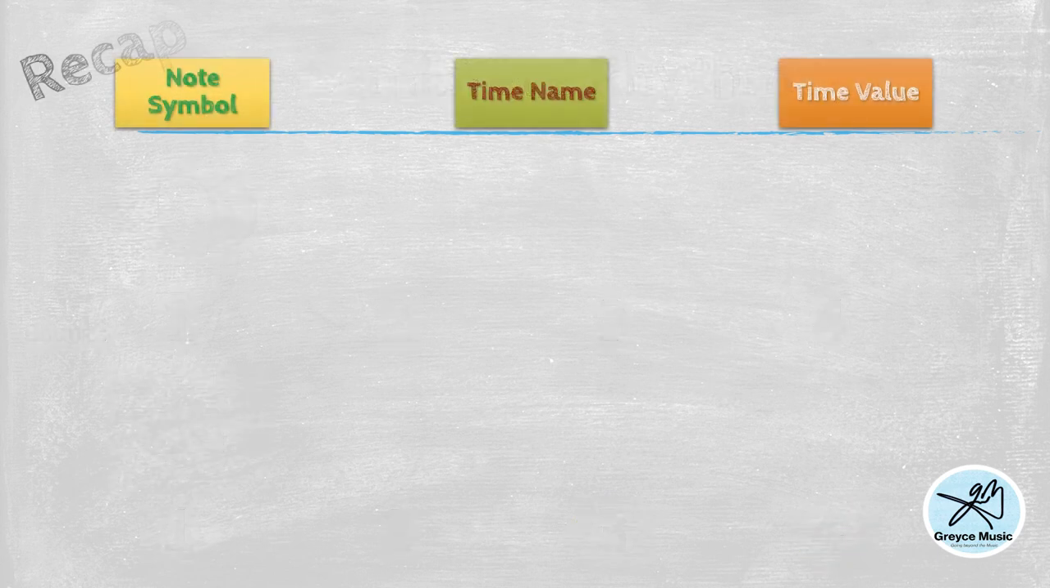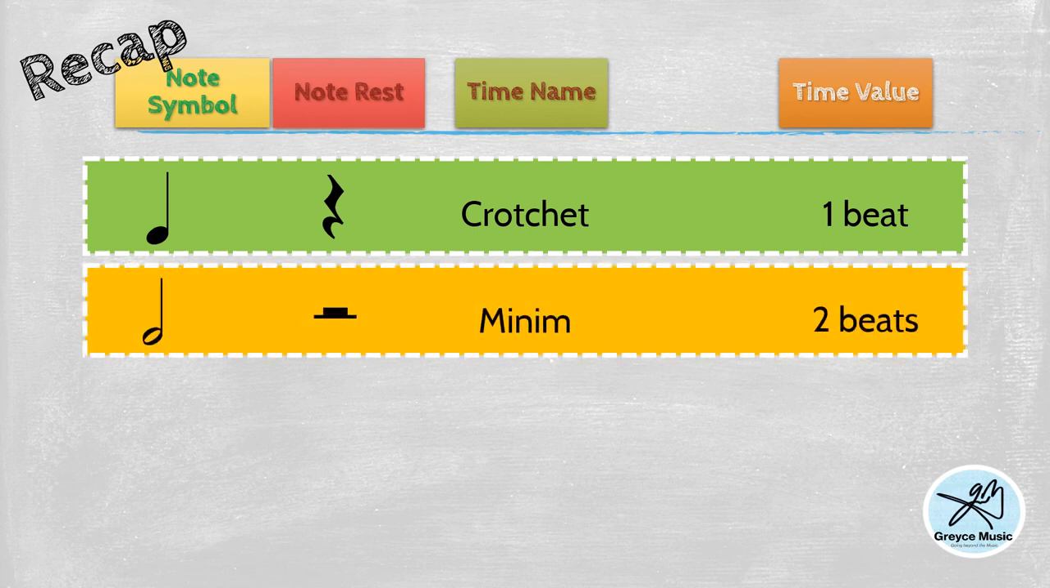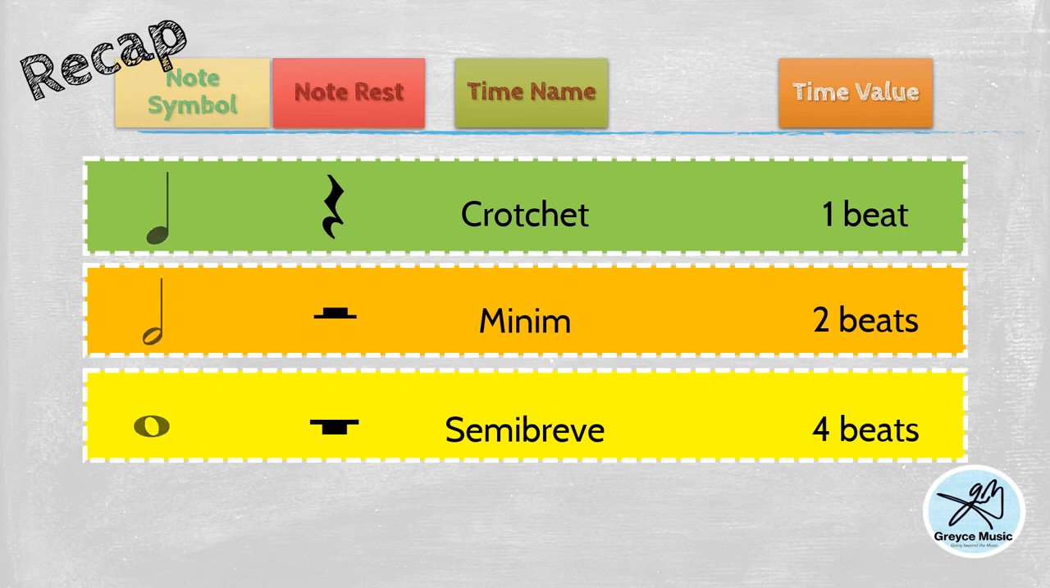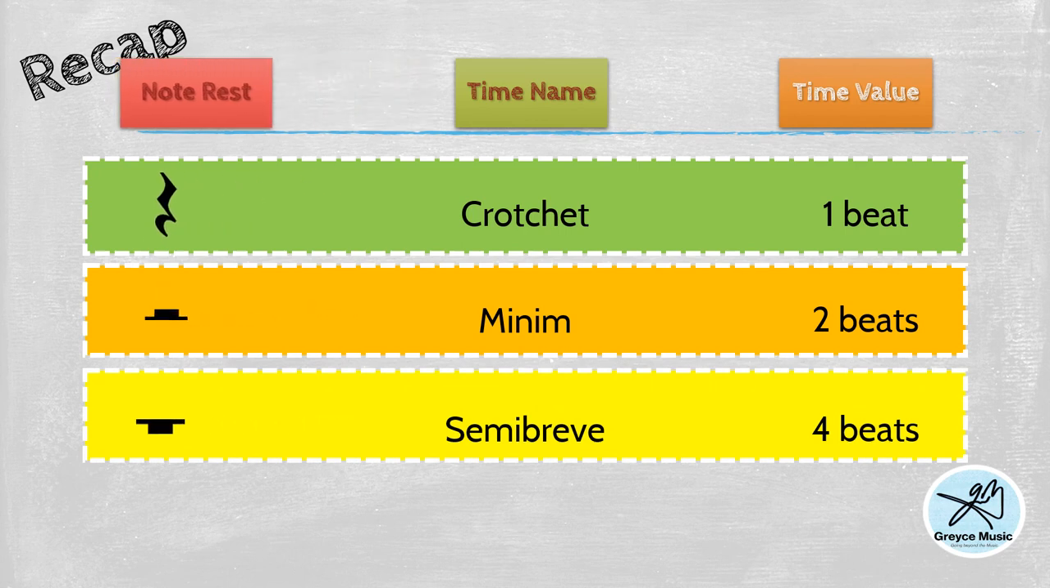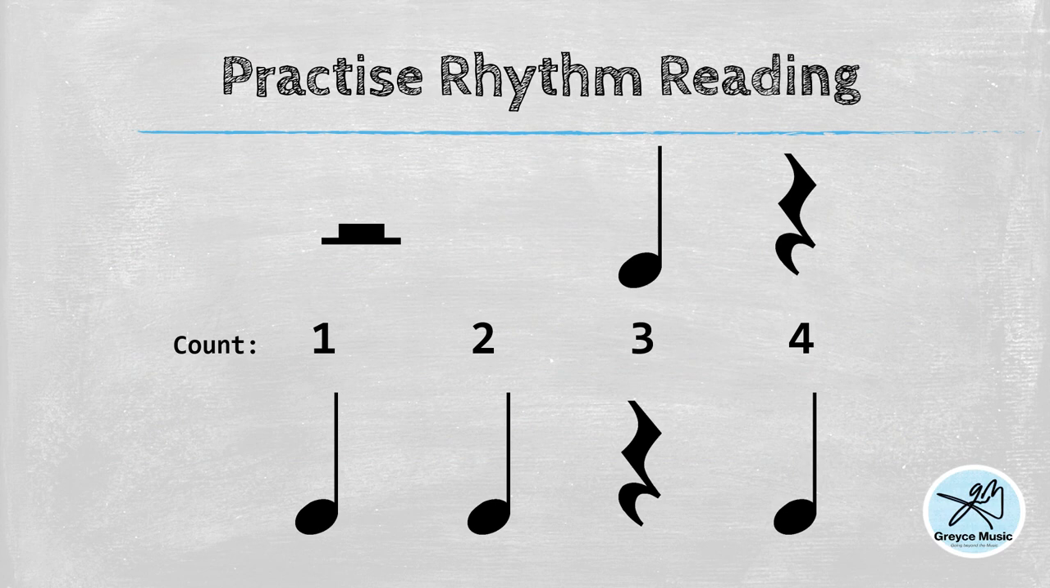1, 2, 3, 4. Before I finish, let's have a recap of the note rests we looked at today. The crotchet, the minim, and the semibreve. Each and every musical note that you ever come across will have a matching note rest with the same time value. We'll look at more of these in the near future, but for now, can you practice reading your own rhythms?